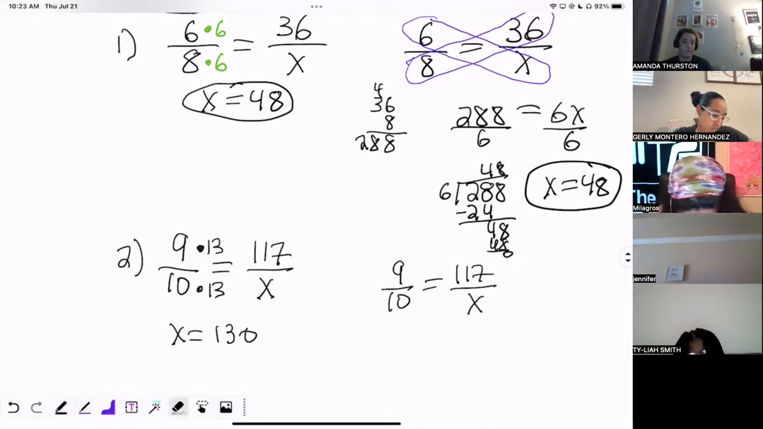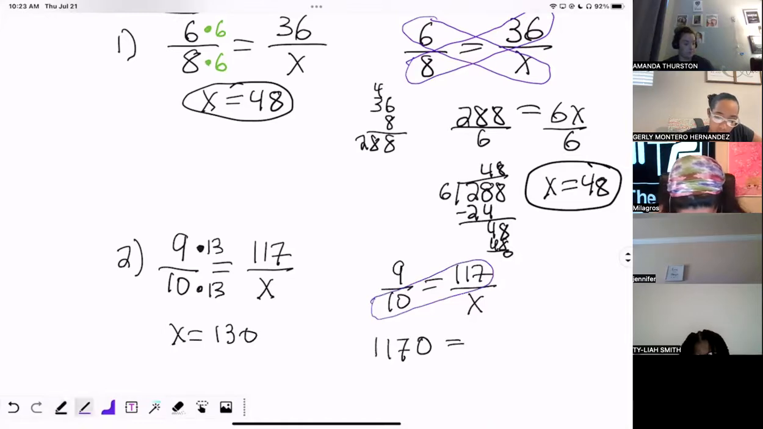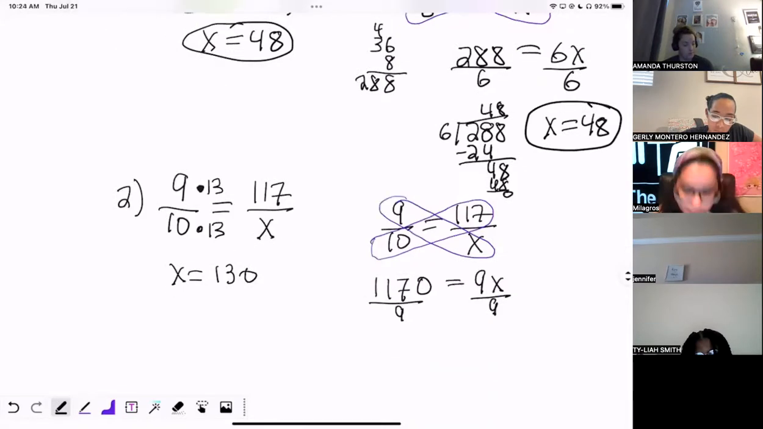So like I say, I always do the same routine. I think doing the same routine will keep you from making a mistake. So once you do them, always the same way. So 10 times 117 is 1,170 equals, and then we're going to do our other crossway. 9 times x is 9x. I'm going to divide by 9, divide by 9.